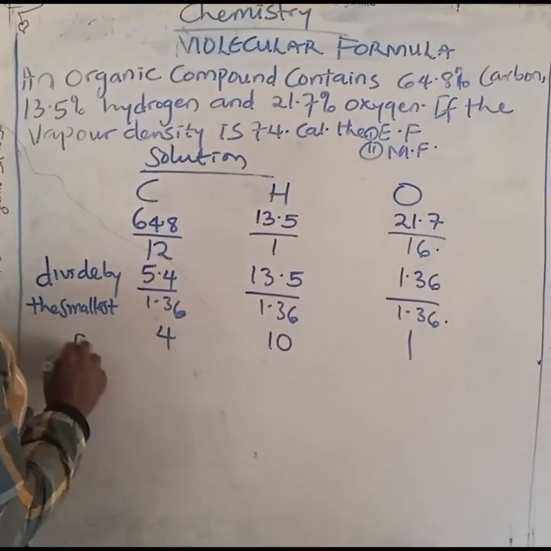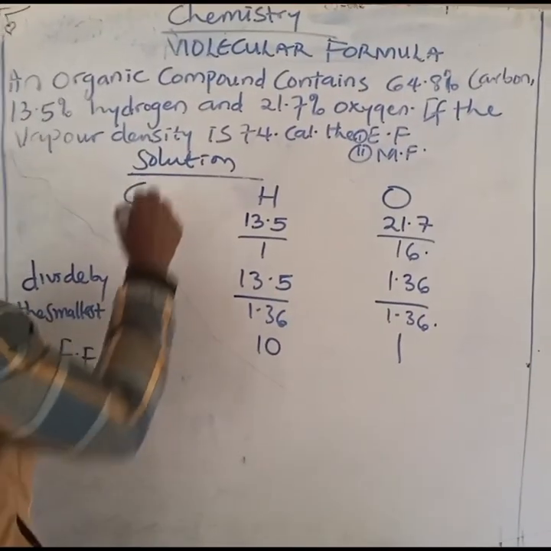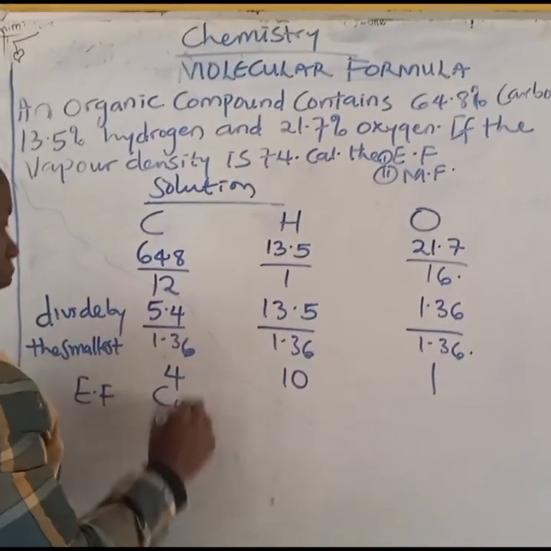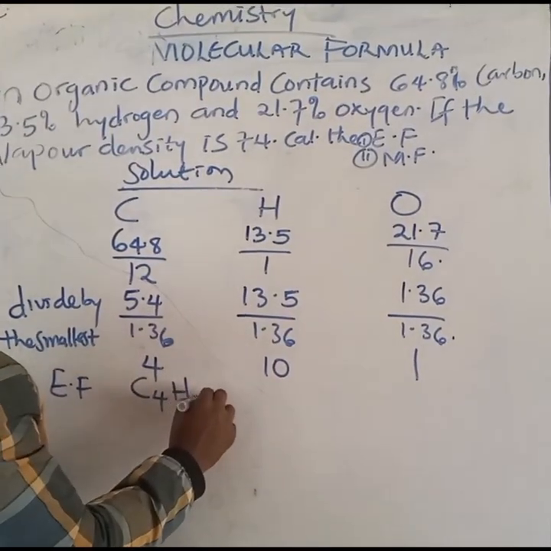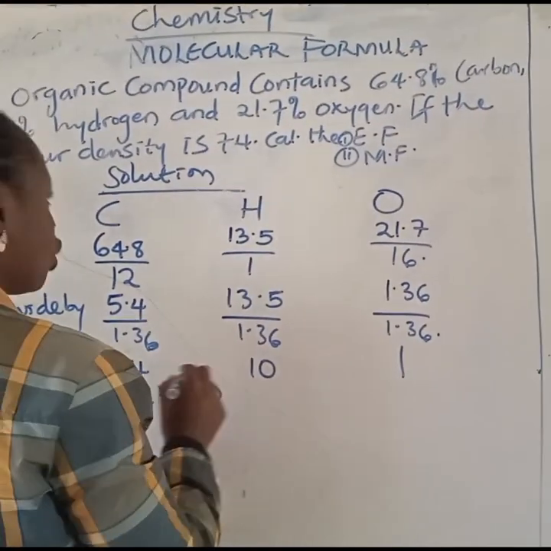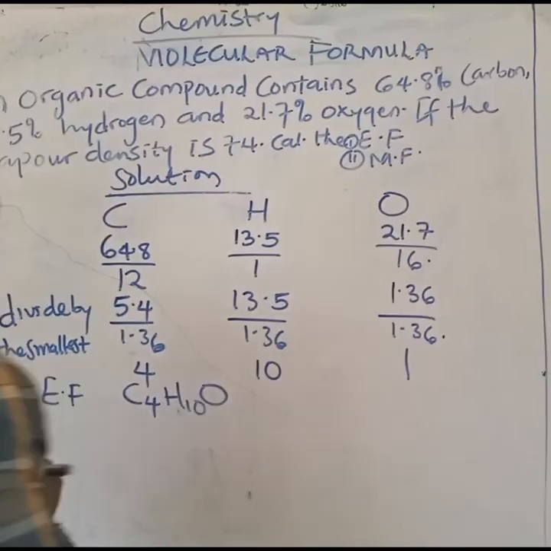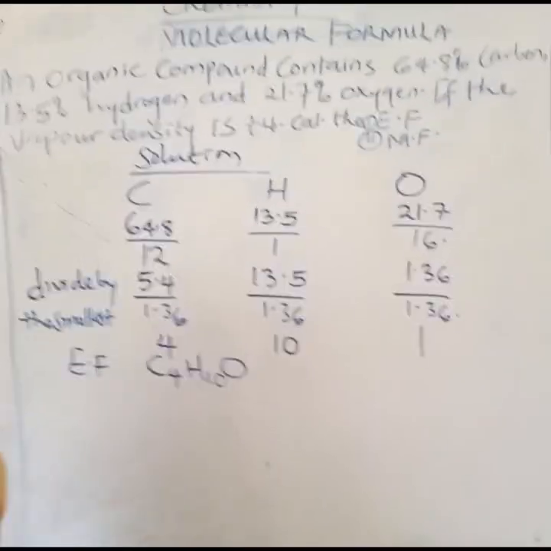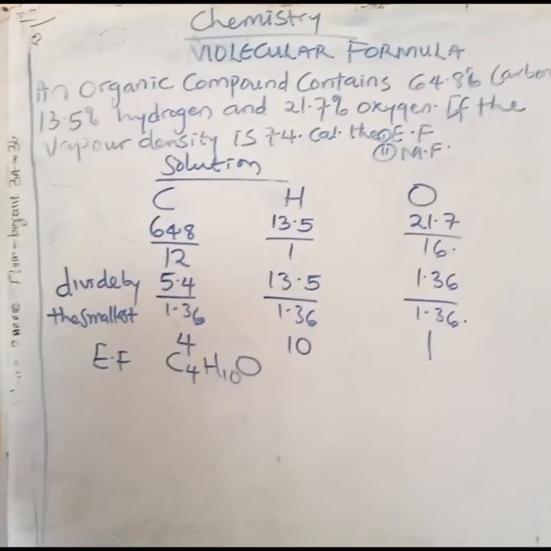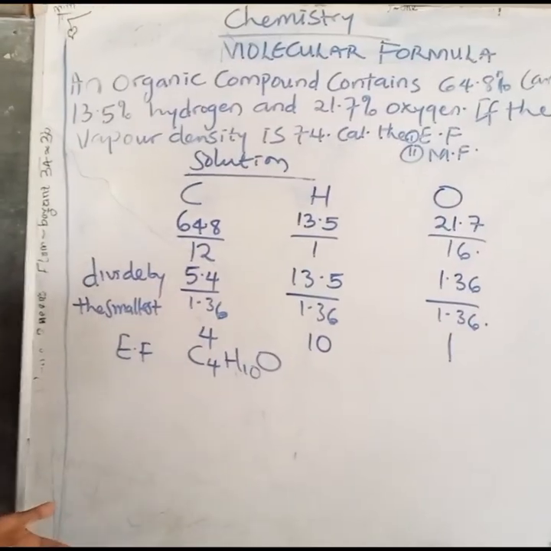So my empirical formula is going to be, carbon is what? C4. Hydrogen is 10. Then, of course, my oxygen is 1. So we are done with the first part of the question. Now we'll move to the molecular formula aspect of the question.